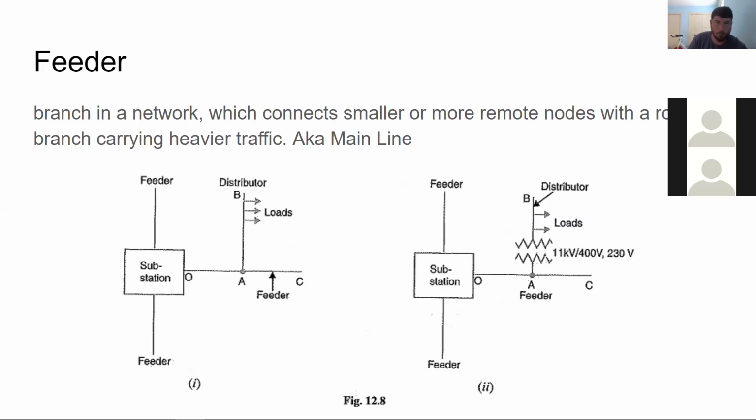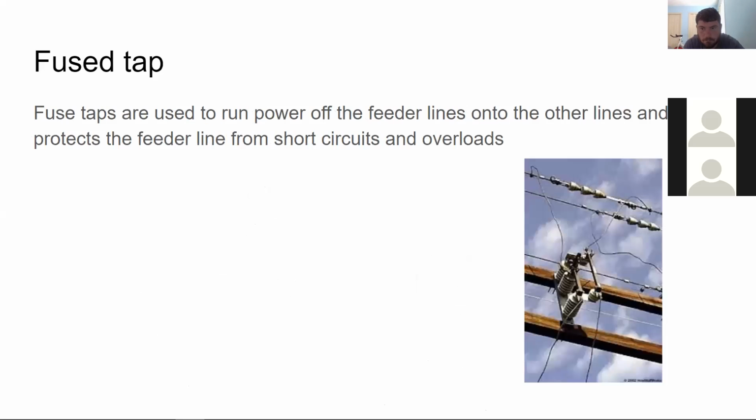All right, feeder. A branch in a network which connects smaller nodes with a route or branch carrying heavier traffic, aka mainline. Okay. Yeah. All right, fuse tap. Fuse taps are used to run power off the feeder line onto the other lines and protect the feeder lines from short circuits or overloads. Okay.